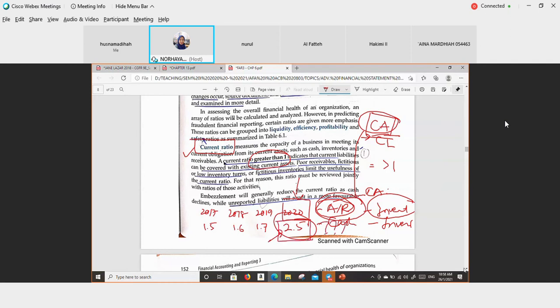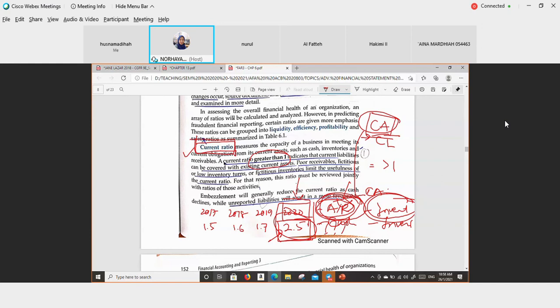Kenapa tinggi? Contohnya. So auditors will somehow zoom. Why is this happening? So dia akan check account receivable, dia akan check inventory. What does this comprise? Because they may consist of fictitious sales, ataupun obsolete inventory. Understand or not? Understand. So kita kata current ratio ni, dia boleh predict lah, when they do the trend analysis.